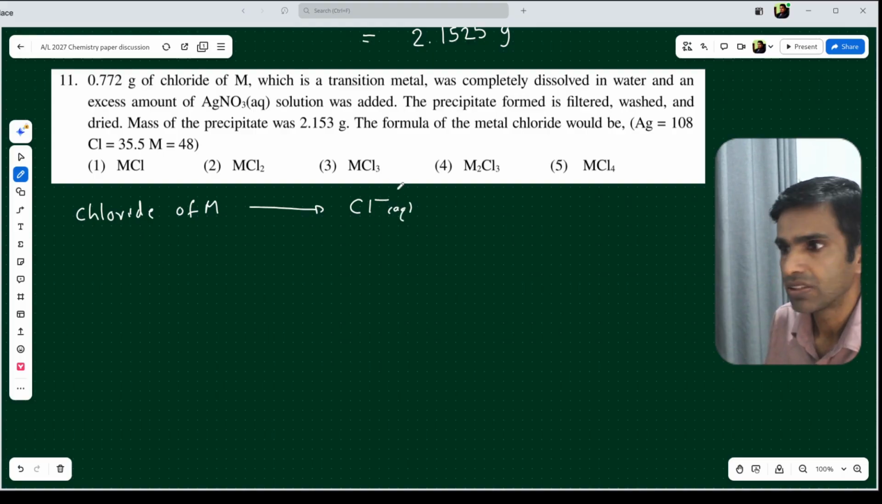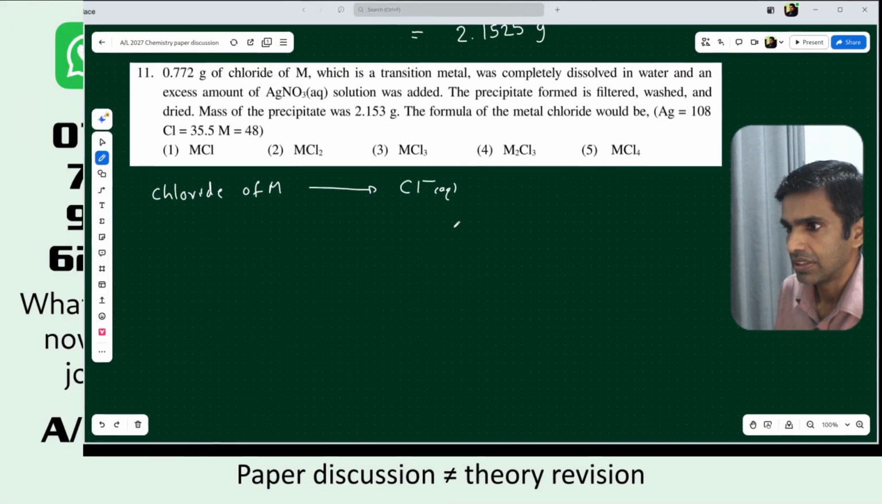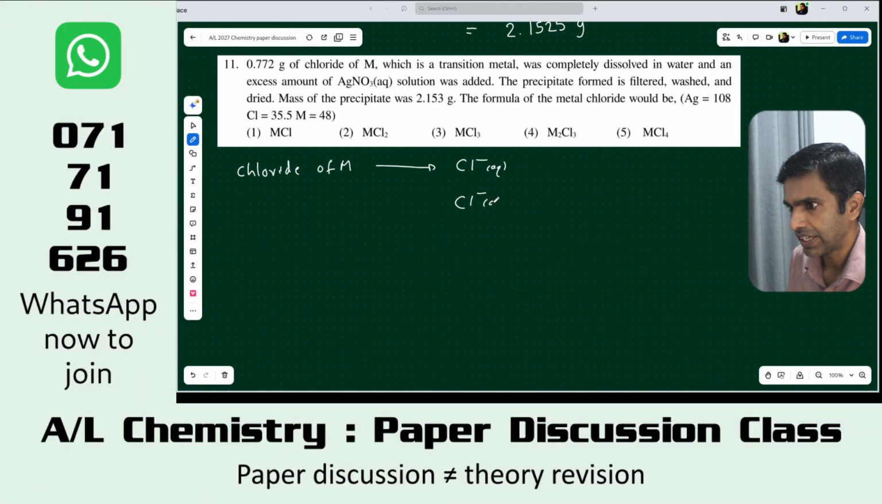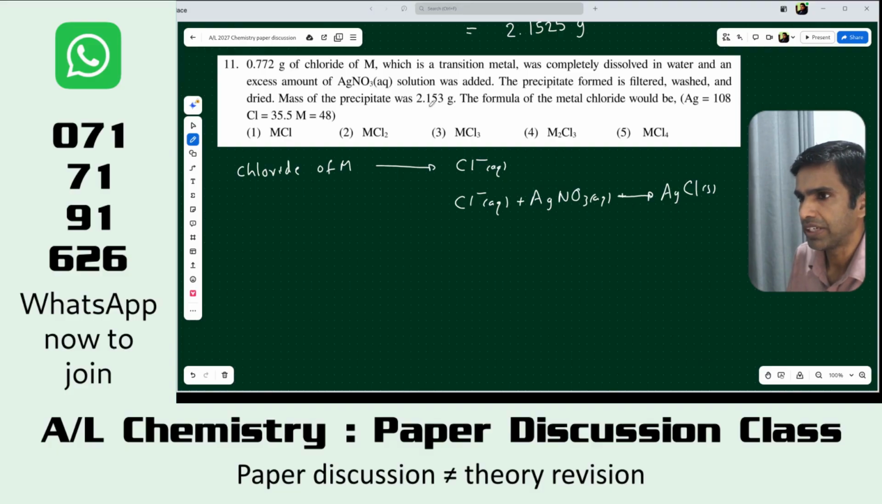Aqueous chloride ions were formed. Then an excess amount of silver nitrate solution was added. Then what happens? These chloride ions react with silver nitrate to form silver chloride precipitate. So the mass of that precipitate was given. It is 2.153 grams. Therefore, first we can calculate the number of moles of silver chloride precipitated.